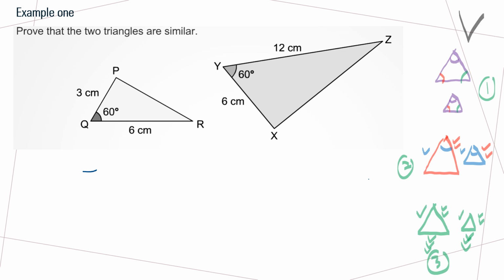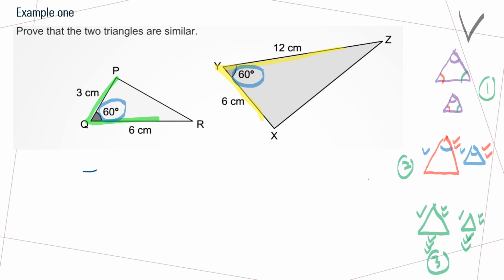A V shape. So if you look at the first triangle, the V shape is there. Can you see? The second triangle is the one that's highlighted in yellow. And the angle that is wedged in between will be your included angle. So in this case here, the included angle is 60 degrees. And for the second triangle, it's also 60 degrees.